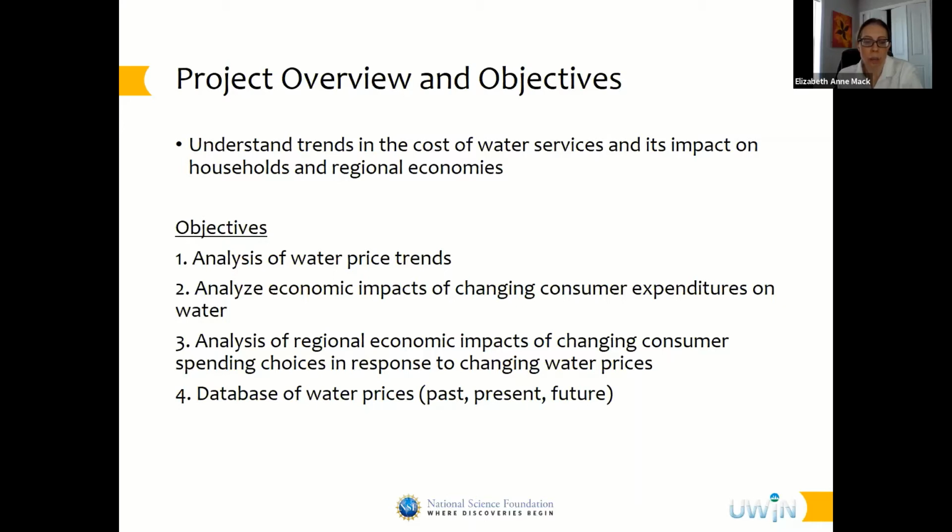And then lastly, I'll talk about an area of focus right now, which is to put together a database of water prices, past, present, and then this will also help people perhaps generate some forecasts of what future prices will look like.